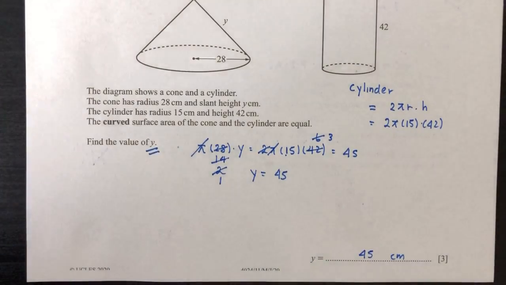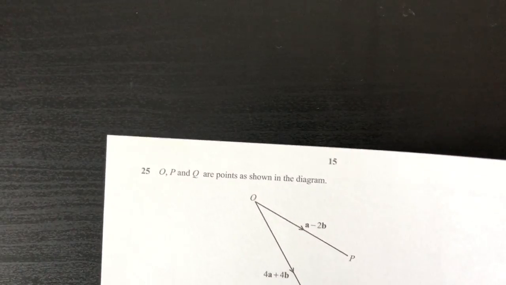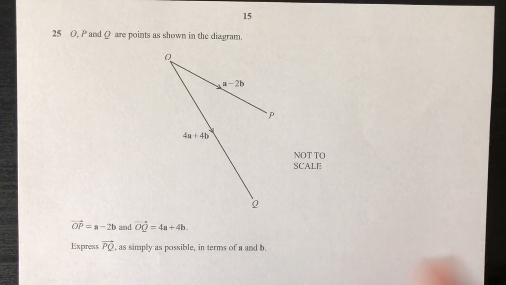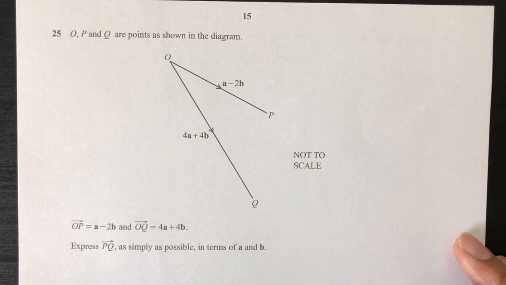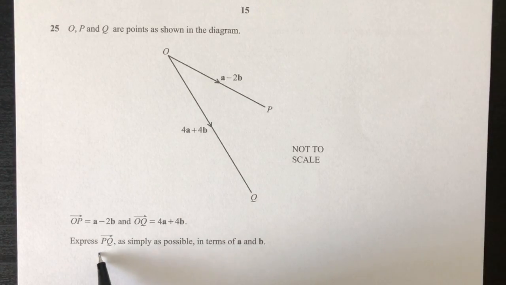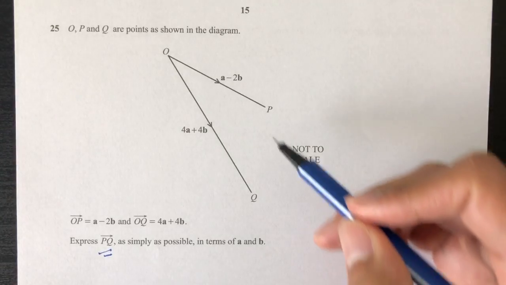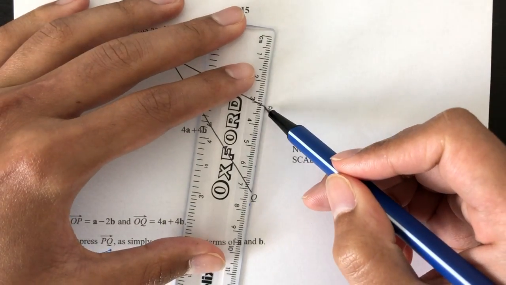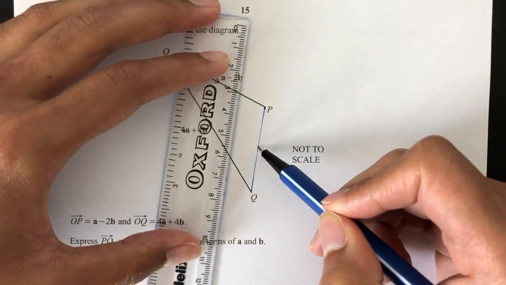Okay, now let's move on to question 25. So we have OPQ, shown in this diagram. OP is given to you and OQ is given to you. Express PQ as simply as possible. So PQ is this one. PQ will be in this direction.